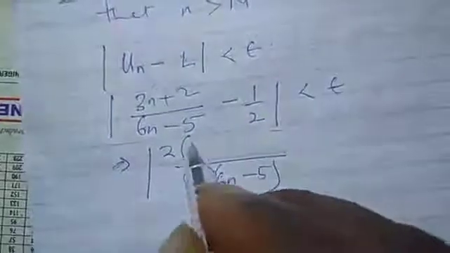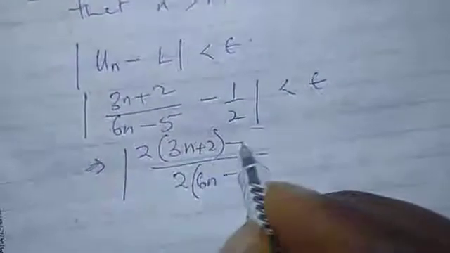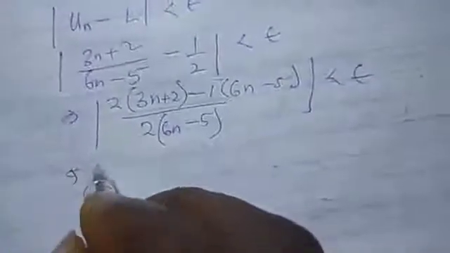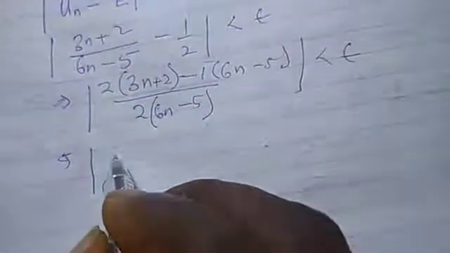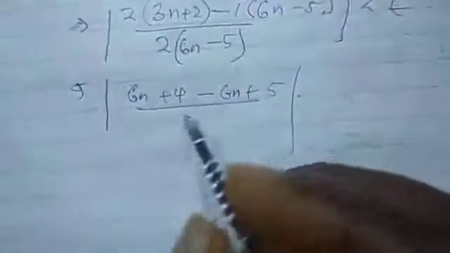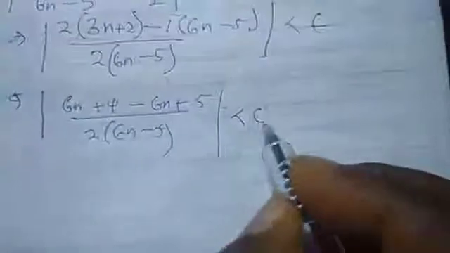Let's find the LCM. LCM will be 2 into 6n minus 5. We just need to cross multiply there. This is simple arithmetic. 1 times 6n minus 5 is less than epsilon. From this place, if you expand, that will be 6n plus 4 minus 6n plus 5 over 2 into 6n minus 5 is less than epsilon.